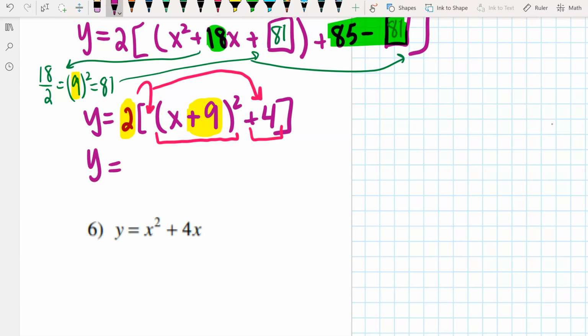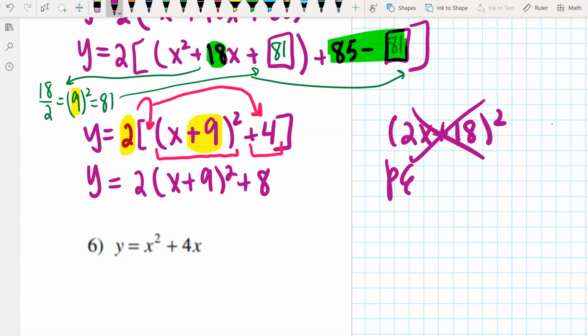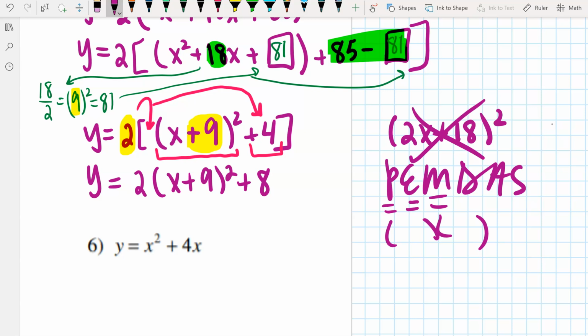So now we have y equals 2 times (x plus 9) squared plus 8, because it's 4 times 2. You don't distribute the 2 inside the binomial, so you don't do 2x plus 18 squared. That is an absolute no-no. Order of operations says that you do parentheses, exponents, then your multiplication, which means if we were doing anything with the binomial, we'd have to expand and FOIL first to take care of the parentheses and exponent, and then we could distribute the 2 in.